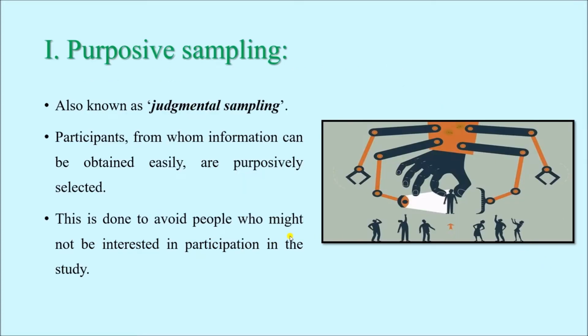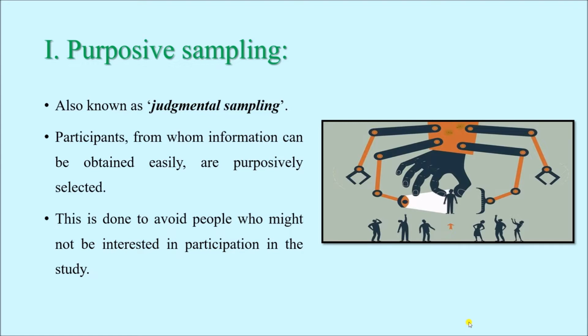Now coming to the first non-probability sampling technique, that is purposive sampling. This is also known as judgmental sampling. The participants from whom information can be obtained easily are purposively selected. So the researcher decides from whom he can get all the information that is necessary for his study, and he selects those people only as samples. This is done to avoid people who might not be interested in participating in the study.